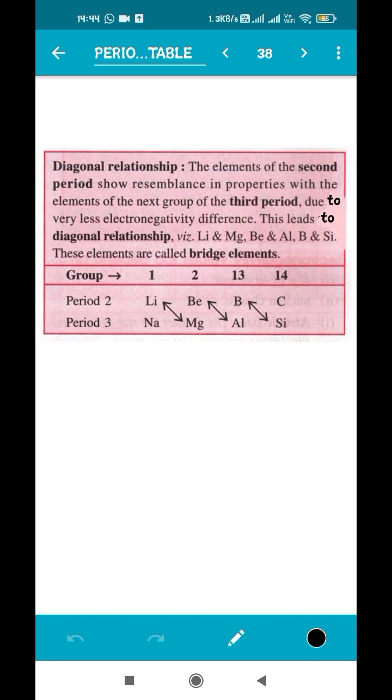According to this diagonal relationship, lithium bears some similarity in properties with magnesium. Similarly, beryllium bears some similarity in properties with aluminium, and boron and silicon are also similar in properties. Why does it happen? Because they have a very small electronegativity difference between them. Since they have this diagonal relationship, they are also known as bridge elements. There can be a question asked in the board examination: what are bridge elements? So you have to say this. And what is the condition for this diagonal relationship? It is the small electronegativity difference between those elements. I hope it is clear till here.